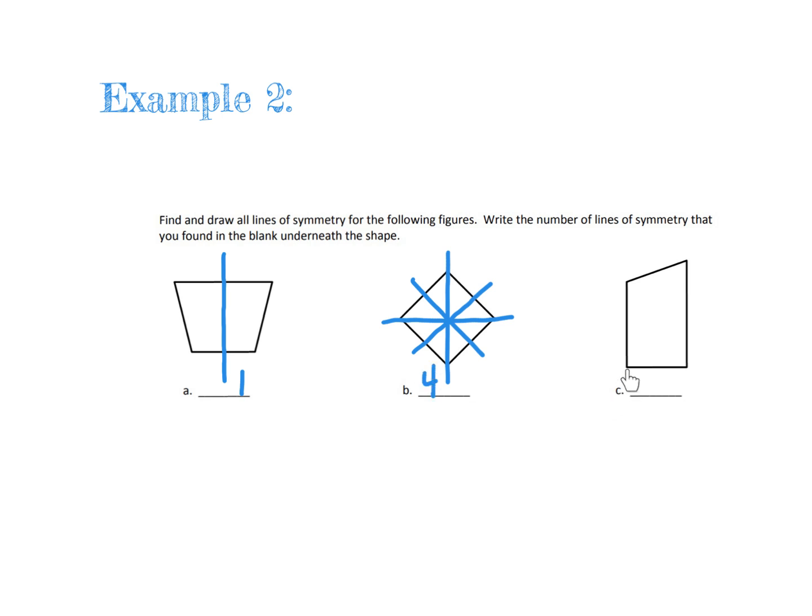For C, I can see that this line is slanted. These two lines are not equal. That would make it very difficult to find a line of symmetry here, whether it be diagonals, those do not work. Right across here doesn't work, and down here doesn't work. So C would have 0 lines of symmetry.